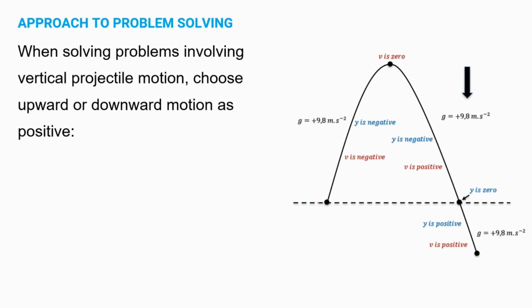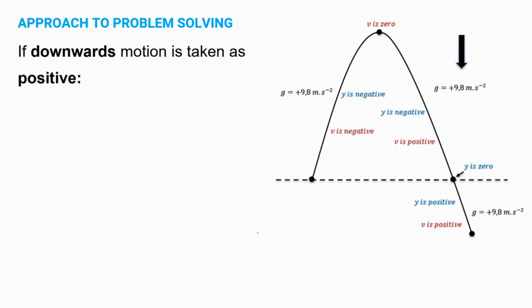Right, in this tutorial, we're going to look at the approach when dealing with vertical projectile motion problems. When solving problems involving vertical projectile motion, choose upward or downward motion as positive. You have to choose one. Either you choose the upward direction as positive or you choose the downward direction as positive.